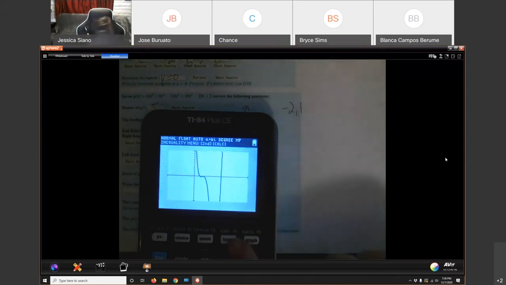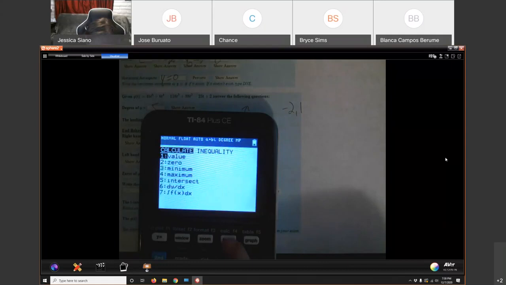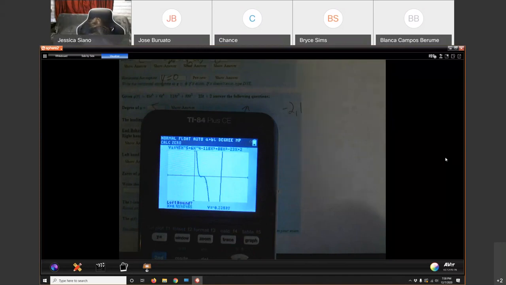So what I'm going to do is use one of the calc functions. So press second and then trace, excuse me, to get to calc. And let's see if we can have the calculator identify those zeros for us. So I want to figure out where that 0 is right there. My left bound would be anywhere to the left. My right bound would be anywhere to the right. And I want to try to get that 0 right there. 0.2.